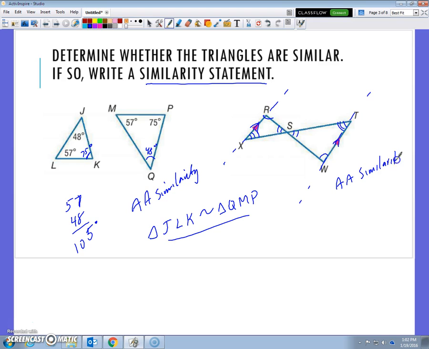As you can see, it's important to remember these things that we've learned with parallel lines so you can find the congruent angles. And once again, I'm going to start, let's just start with S on both of them.